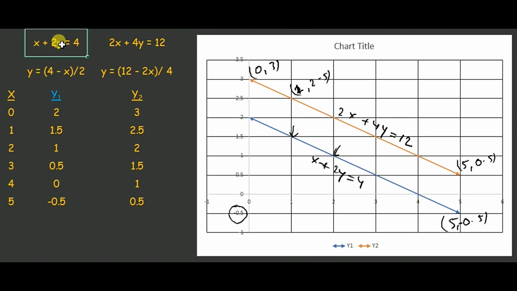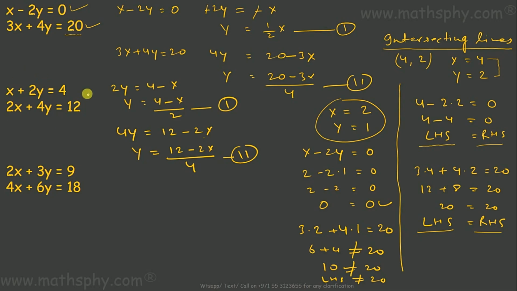Now, what do we mean by these two parallel lines which we have got from these two equations? The blue one from this equation, the orange one from this equation. From these two equations, we got parallel lines. This equation gave me a line, this equation gave me a line, and both the lines were parallel. So we call it a parallel lines equation.